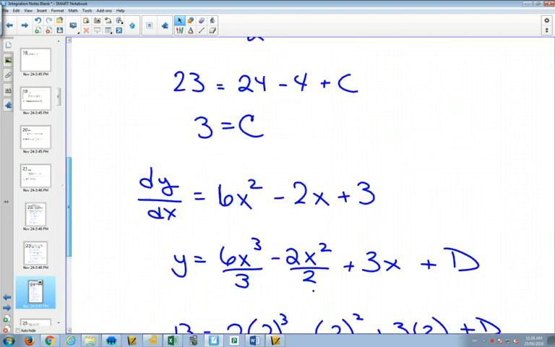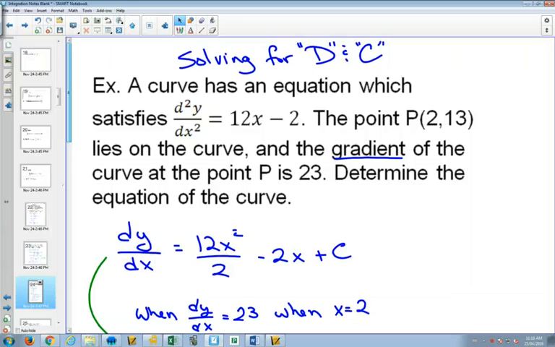So if we go back to the original question, there'll always be information in that question to help you figure that out. I think the hard part here is to see this part right here, when the slope is 23 happens when x is 2. Because it doesn't tell that to you directly. It kind of tells that to you indirectly in this question. It says the slope at point P is 23, and then you have to know that you're going to need that x value of 2 from point P.